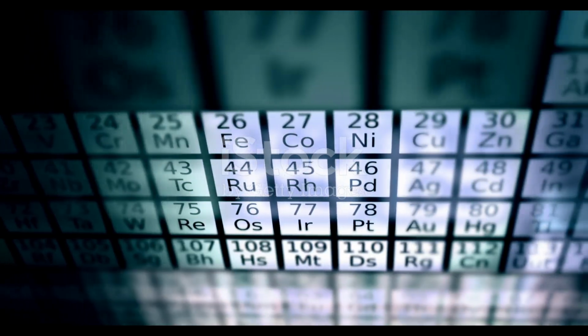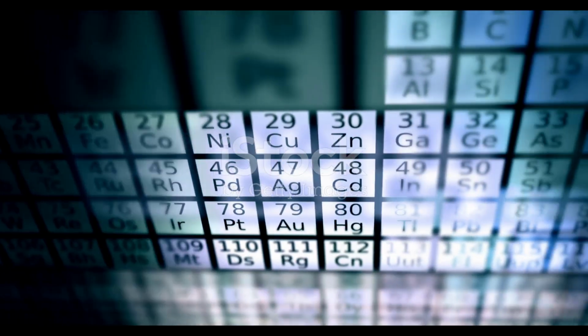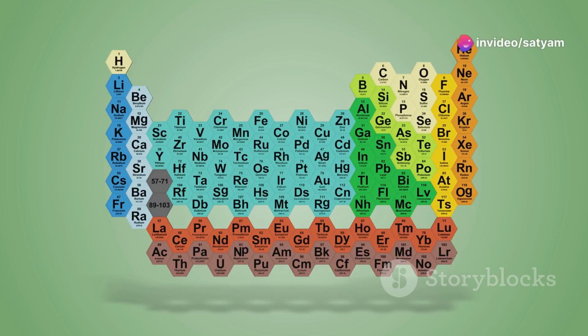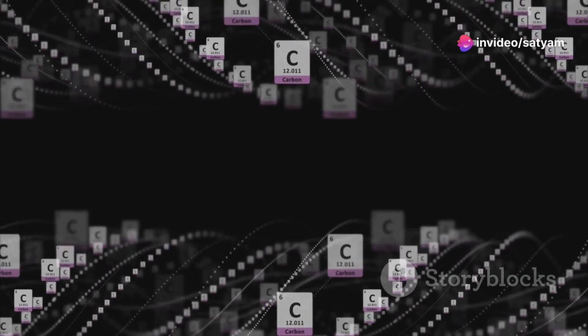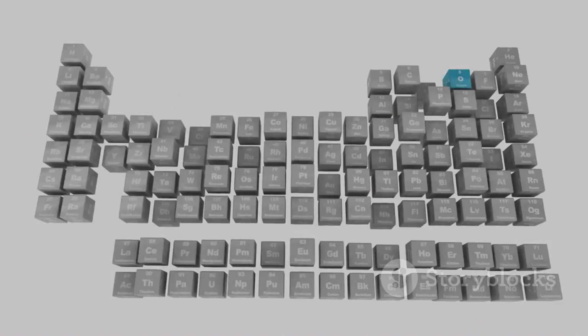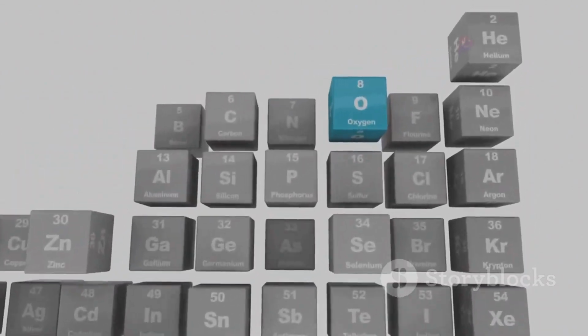The beauty of the periodic table lies in its organization, which directly reflects the electronic configurations of elements. Elements in the same group, or vertical column, have the same number of valence electrons, which are the electrons in the outermost shell. This similarity largely dictates their chemical properties.